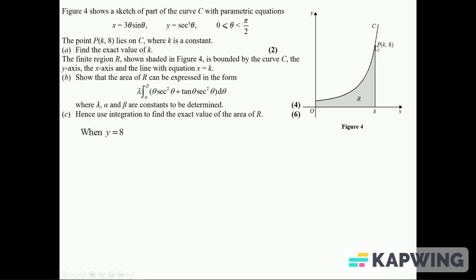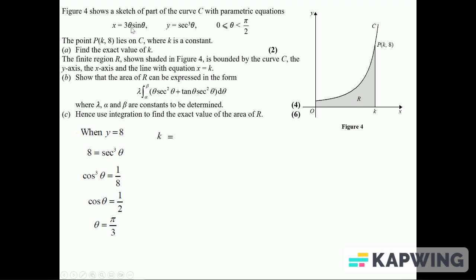Just here at P, y is equal to 8, so that means that sec cubed theta is equal to 8. So cos cubed theta is 1/8, so cos theta is a half, giving you theta, because it's between 0 and pi/2, as pi/3. We want the x value really, because that's the k, so we need to stick pi/3 into here.